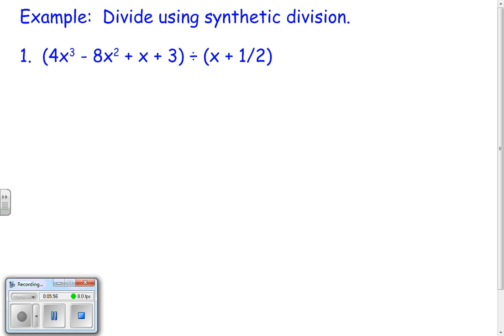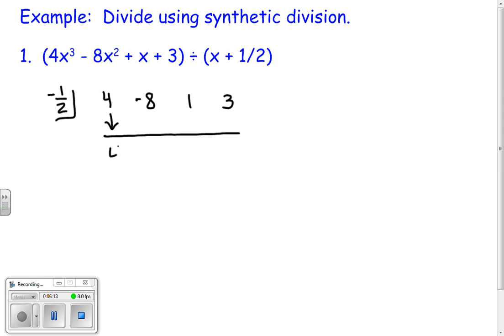If you take a look at number 1, I have an x cubed, an x squared, an x, and a constant. So I'll start by copying my coefficients. 4, negative 8, 1, and 3. Because my factor is an x plus 1/2, that means my root is a negative 1/2. Start by bringing down the 4.